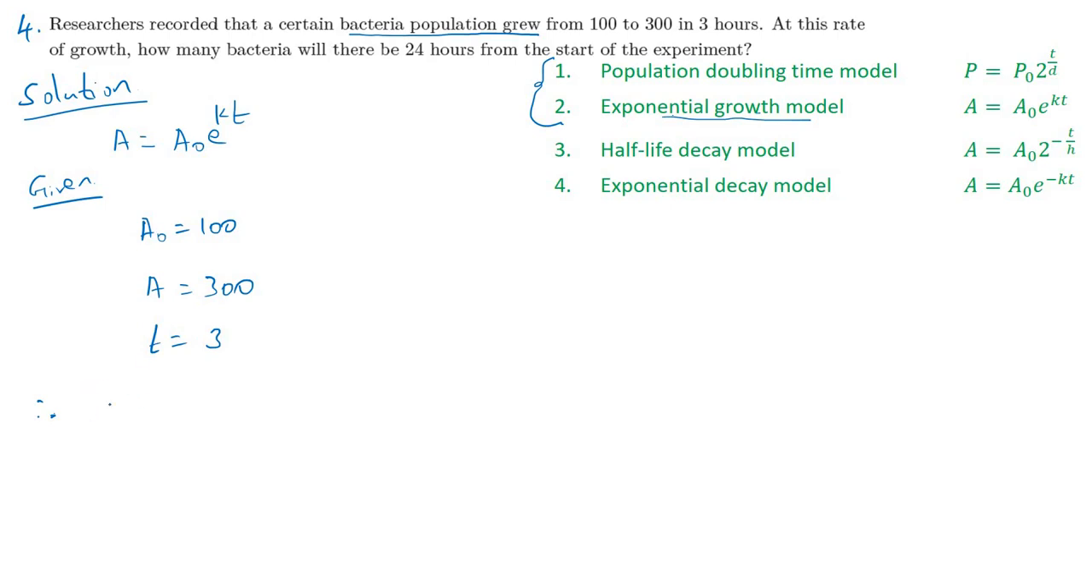A value is 300, equal to A naught is 100 multiplication e power K, whose value we don't know. Put K here. Then T value is 3, so it is 3K. See, this is equal. So you can cancel the zeros. Now it is simply 3 equal to e power 3K.